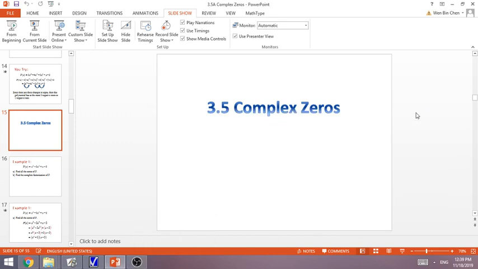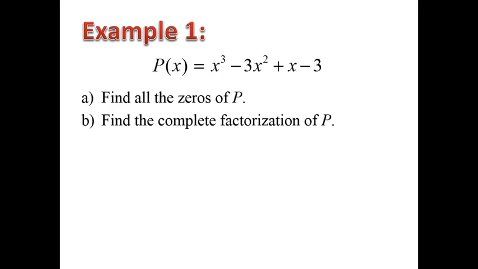Hi guys, today I just want to show in the video how to find the complex zeros with the factoring technique, and also with the rational zero theorem. So let's start with the first example. P of x is x to the power of 3 minus 3x squared plus x minus 3.